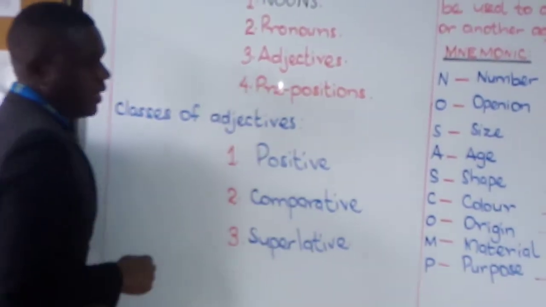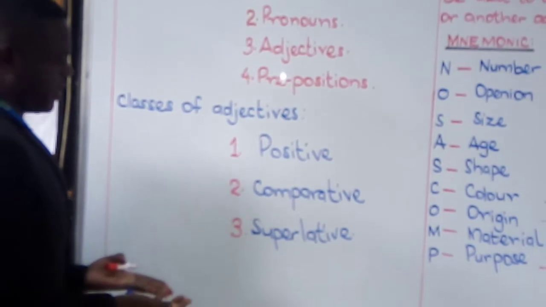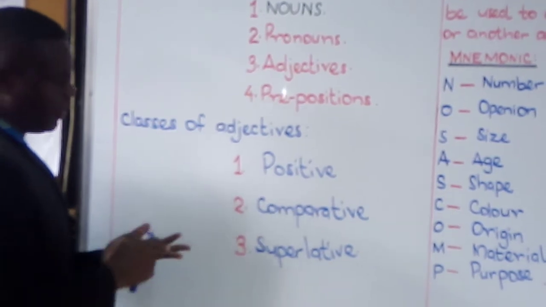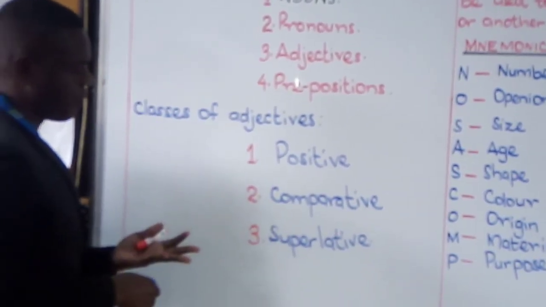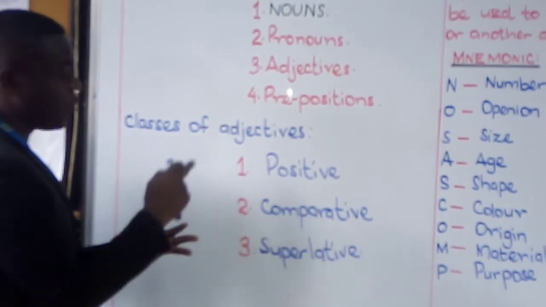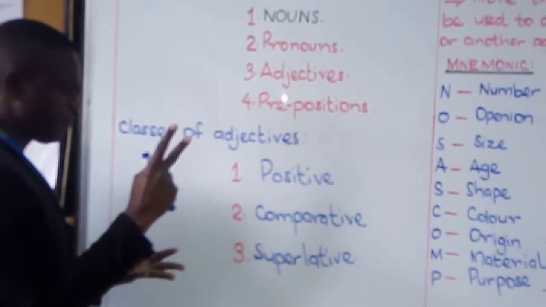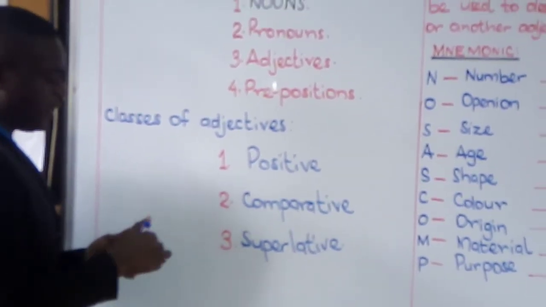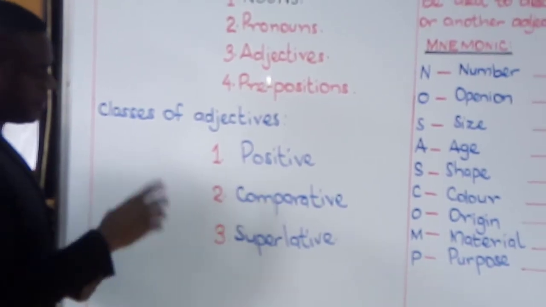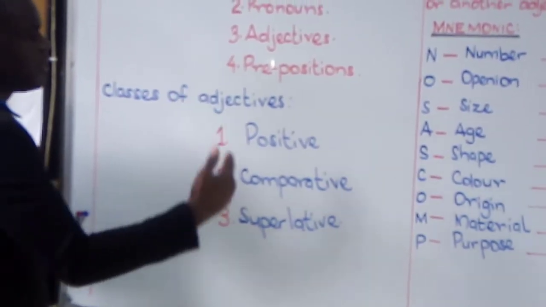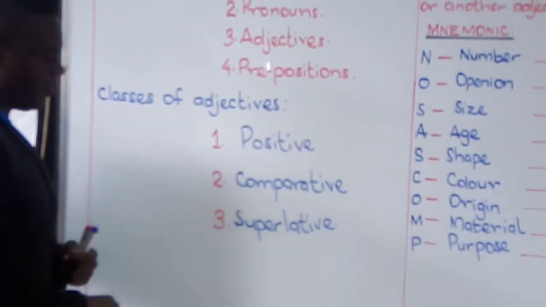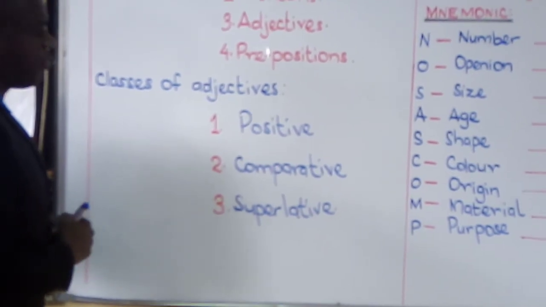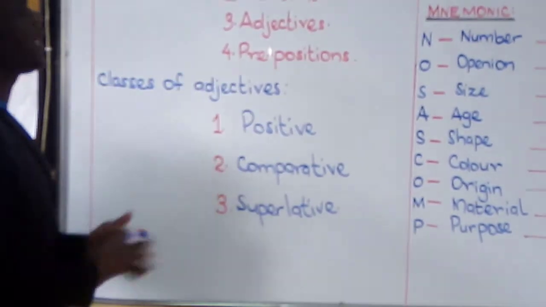Positive is about one thing. You don't have a competitor. You are alone. The noun is alone. No competitor. Comparative is about two nouns. Superlative is about more than two, beginning from three and more nouns. These are the classes of adjectives, boys and girls. I hope we can remember this.